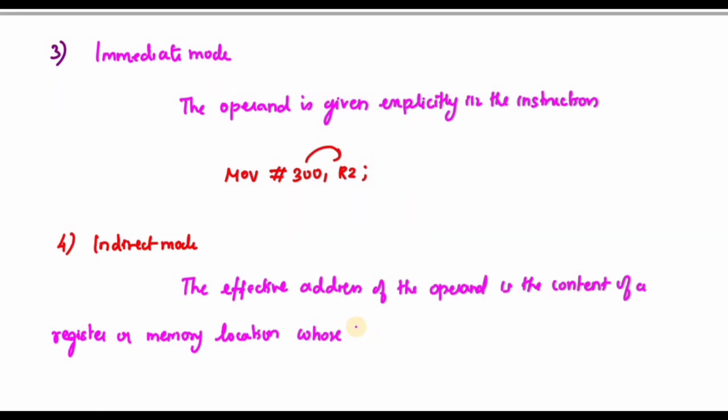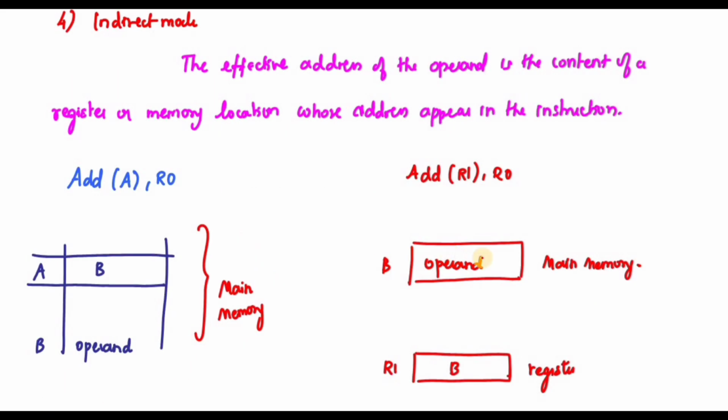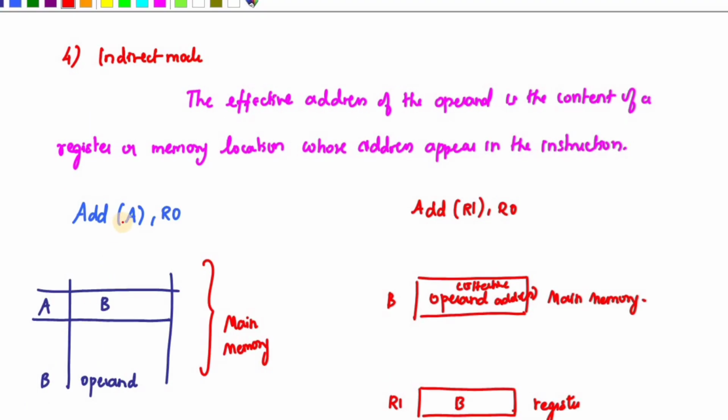The next one is indirect mode. Here the effective address of the operand is the content of the register or memory location whose address appears in the instruction. Now we will discuss these two instructions: ADD (A), R0 and ADD (R1), R0. The parentheses represent the indirect mode. First, let us discuss the first instruction, ADD (A), R0.